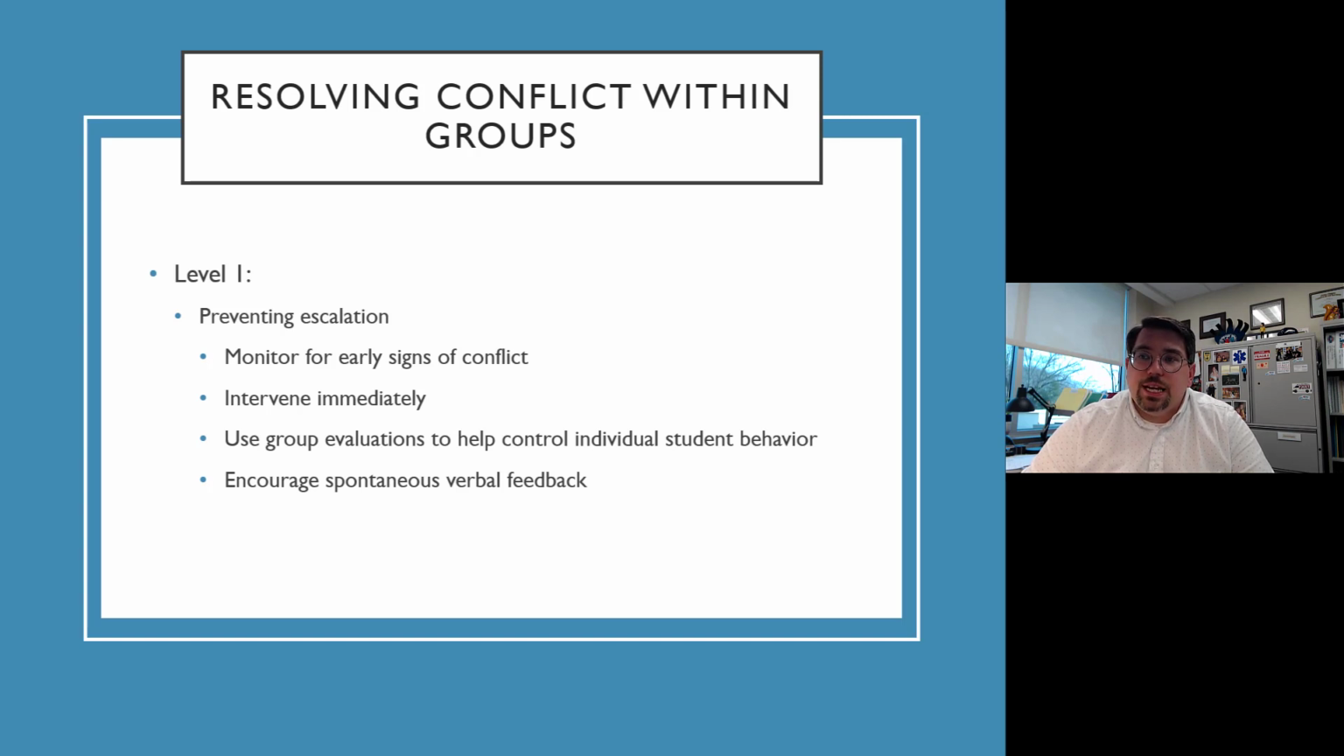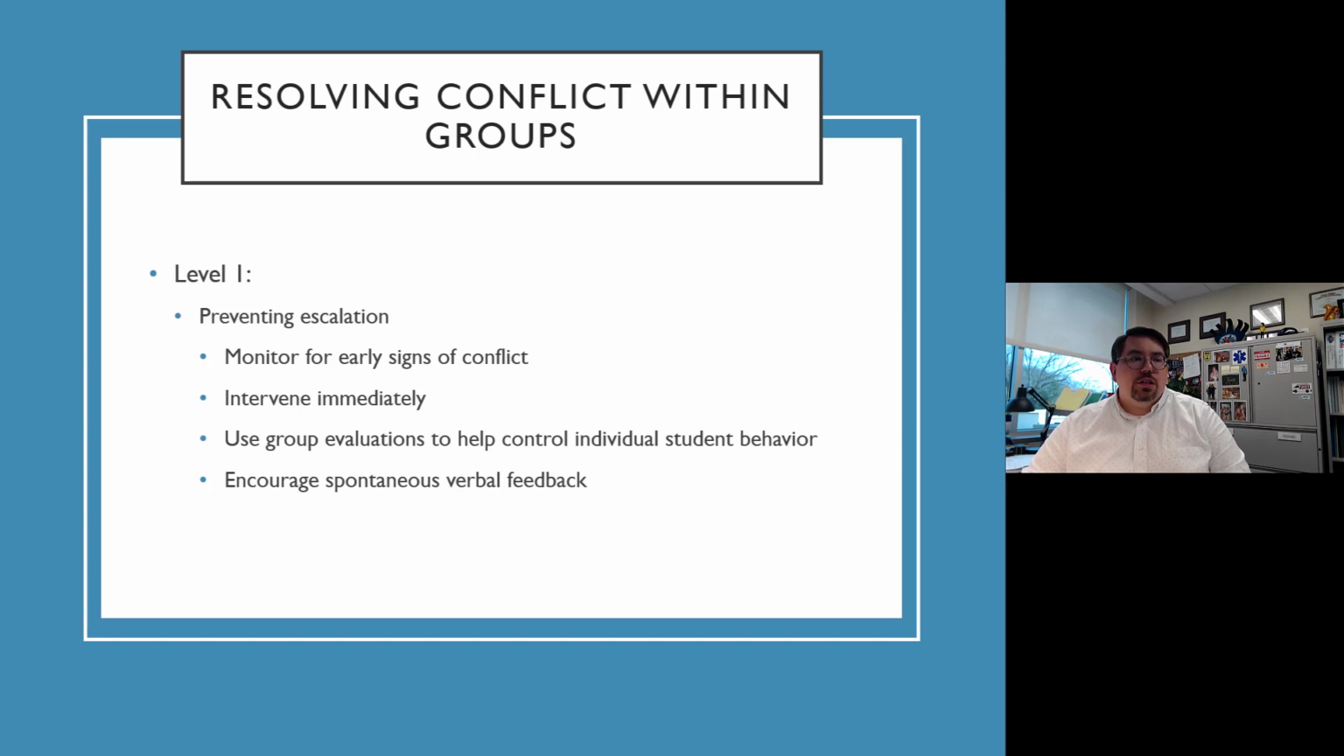And if you see that it is beginning to build, immediately intervene and put it out. That's the best thing you can do. Don't let it escalate to a problem if you can squash it early. Use group evaluations to help control individual students' behavior. If you're having individual students that are causing problems, the herd mentality sometimes will work in keeping them under control when you're using group evaluations versus individual evaluations.